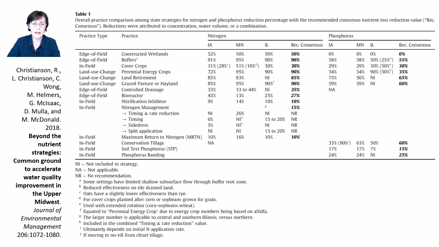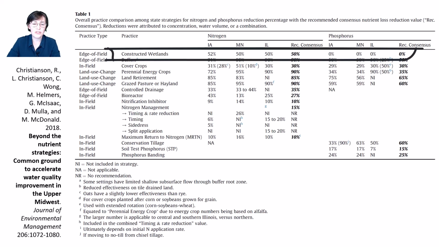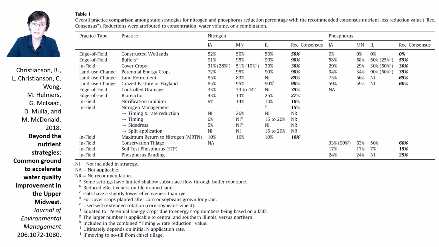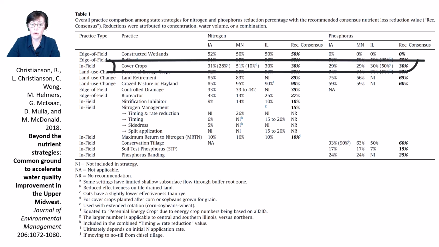Here I'm showing the practice effectivenesses reported for Iowa, Minnesota, and Illinois in each of our state strategies for both nitrogen and phosphorus practices. You see wetlands, for example, were rated extremely consistently by the science teams in all three states at about 50% nitrogen loss reduction and no P loss reduction. On the other hand, there were notable differences in the practice effectiveness values for cover crops, for example, with only 10% loss reduction in Minnesota when the cover crop was planted after corn or soybeans.